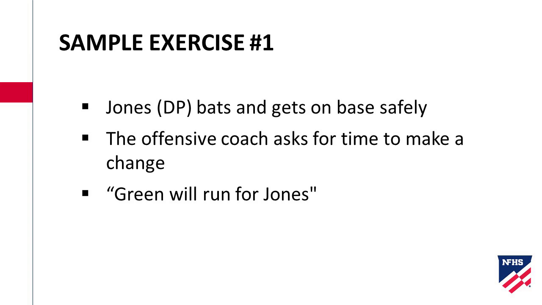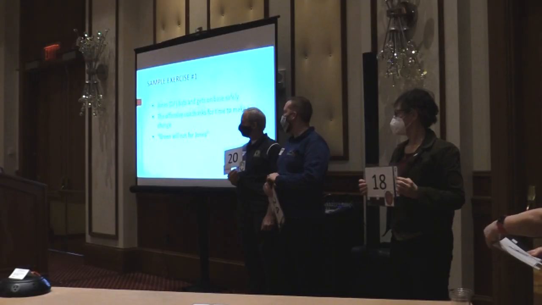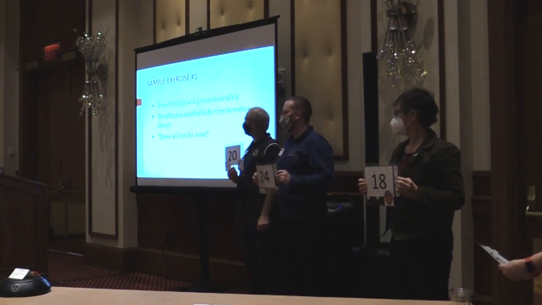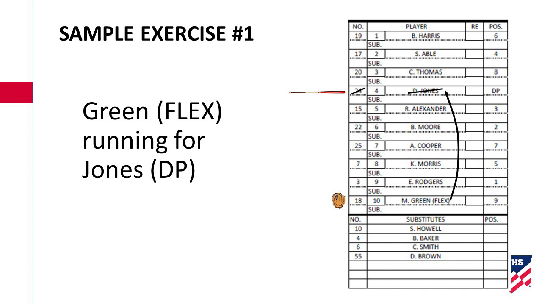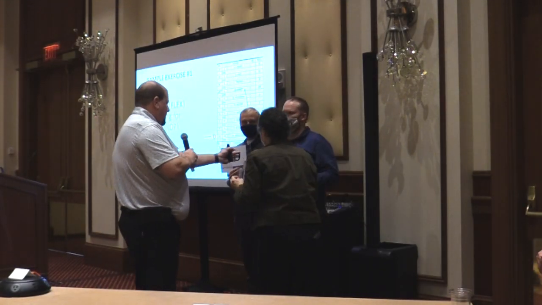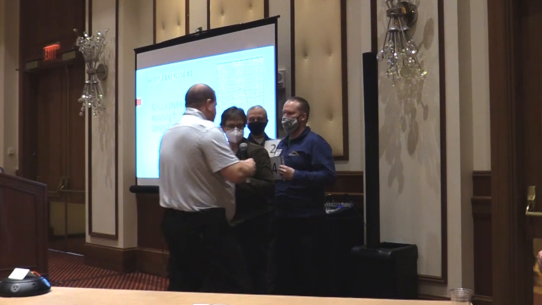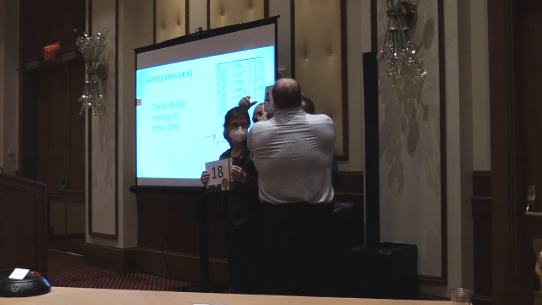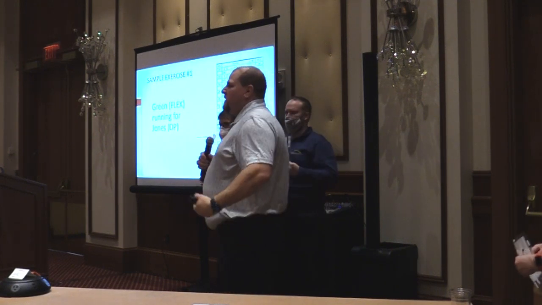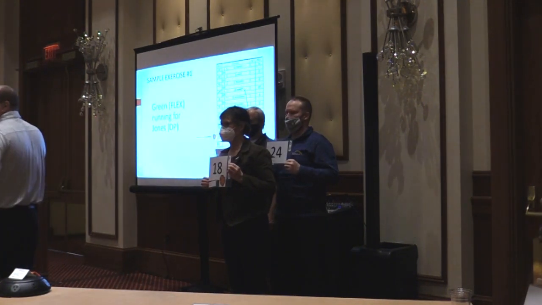So we'll run through these. So now we have Jones going to bat and gets on base safely. So my DP, number 24 there, gets on base safely. Now he's going to say Green will run for Jones. So at this point, Green, who's my flex, is now going to run for Jones. So I'm going to move you over here. Come up here for me, right in that position, just like I drew the arrow up. And now I'm going to steal your bat and give it to you. And now they're doing both positions. They have the bat and the mitt.